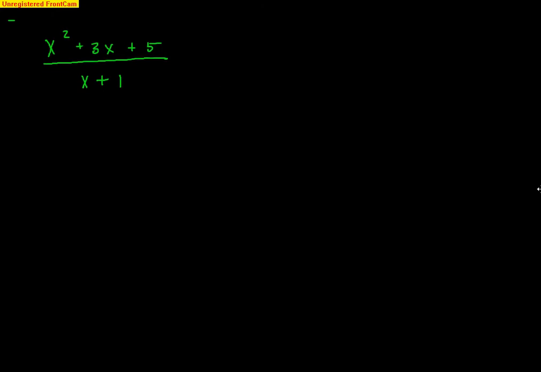All right, let's check out another one here. Okay, so one more time, I'm going to set up my division bar. Inside is going to go x squared plus 3x plus 5. Notice that I did have a second power, a first power, and a no power, so every power was covered. On the outside is going to go my x plus 1.